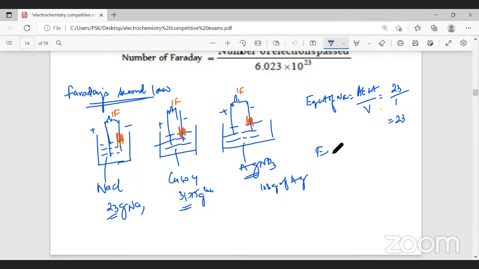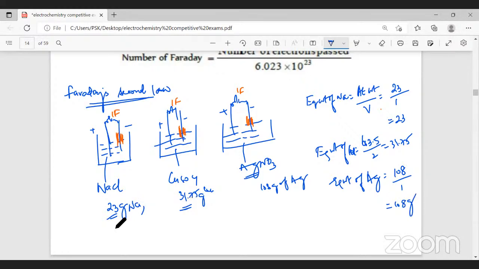What is the equivalent weight of copper? The atomic mass of copper, as we learned yesterday, is 63.5. What's the valency of copper? 2. So therefore it will be 31.75. Now what's the equivalent weight of silver? 108 is the atomic mass. What's the valency of silver? 1. Therefore, it is 108 grams.